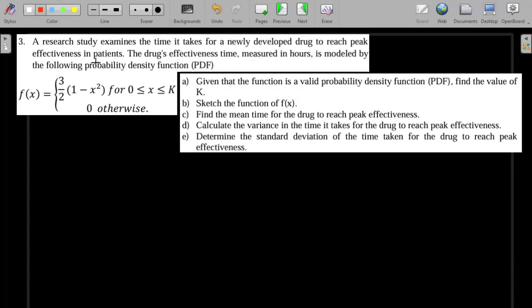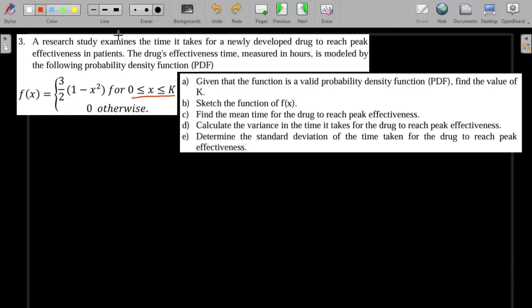So they're saying a research study examines the time it takes for a newly developed drug to reach peak effectiveness in patients. The drug's effectiveness time, measured in hours, is modeled by the probability density function, which has been given here. This one says the probability is 3/2 times (1 minus x squared) for all the x values that are between 0 and k. And if you pick a value that is outside this interval, your probability will just be what? 0. So that's what this 0 otherwise means.